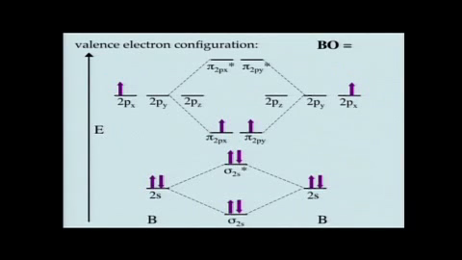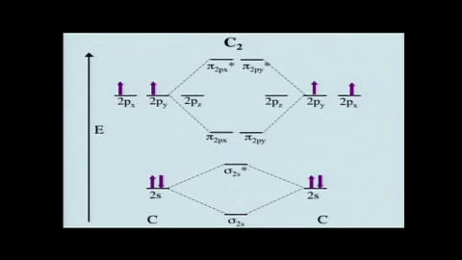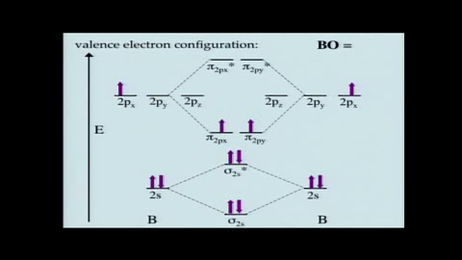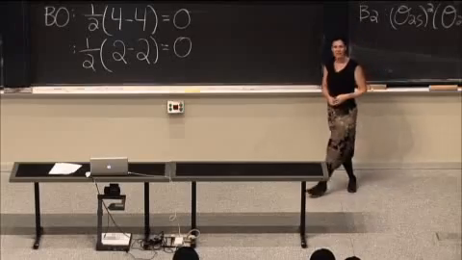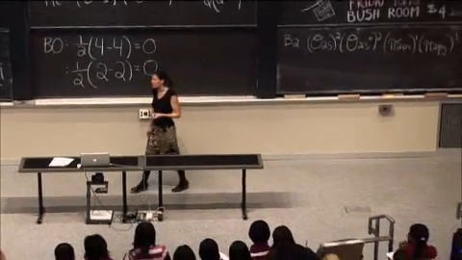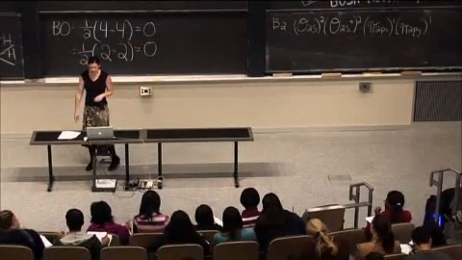Shout it out if you know. 1. Oh, and I didn't write it up there, but it is 1, and we can see that it's 1 because it's 1/2 of 2, 4 minus 2, so 1/2 of 2, the bonding order is going to be equal to 1. So let's move on to another example.